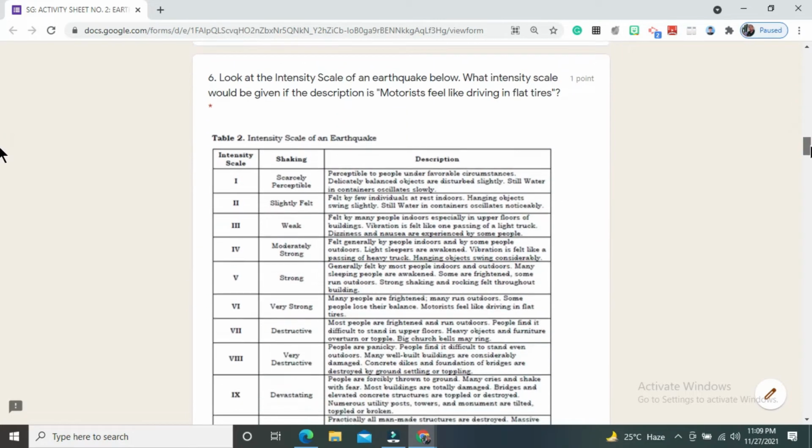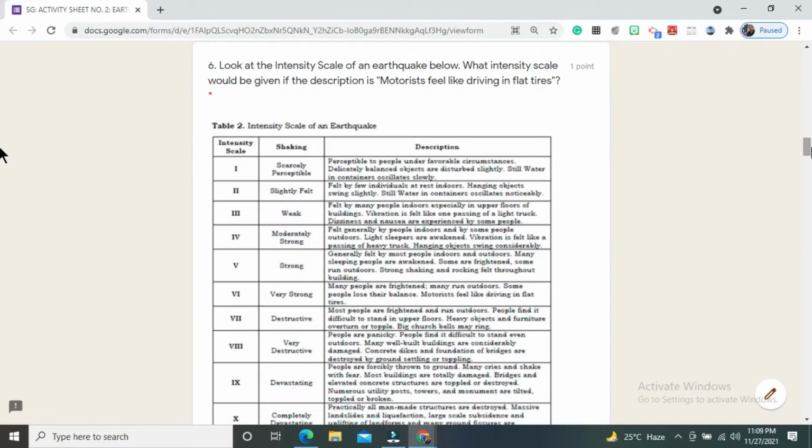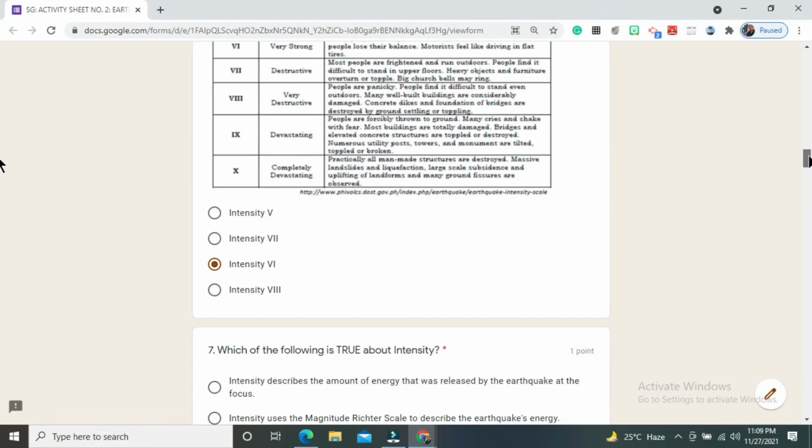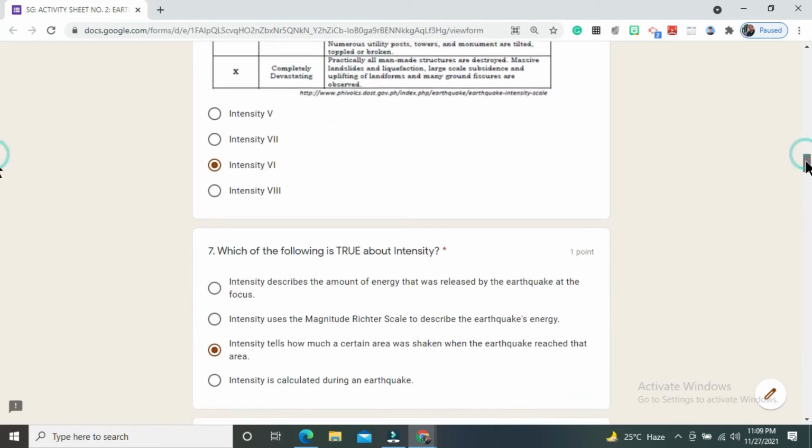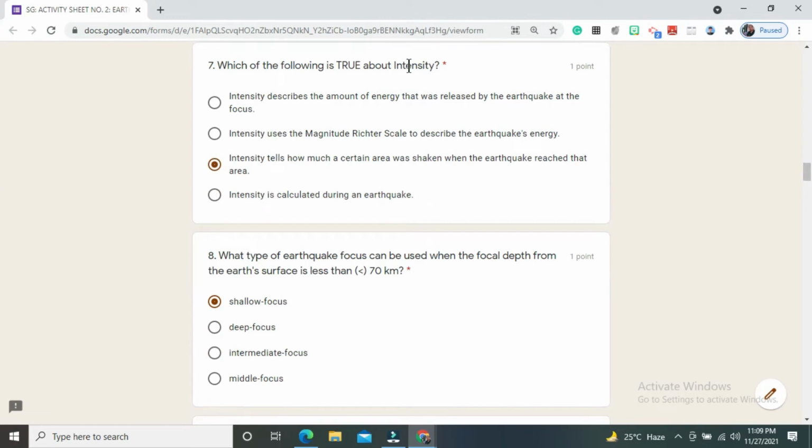Question number 6. Look at the intensity scale of an earthquake below. What intensity scale would be given if the description is motorists feel like driving in flat tires? The correct answer is intensity 6. Question number 7. Which of the following is true about intensity? The correct answer is intensity tells how much a certain area was shaken when the earthquake reached that area.